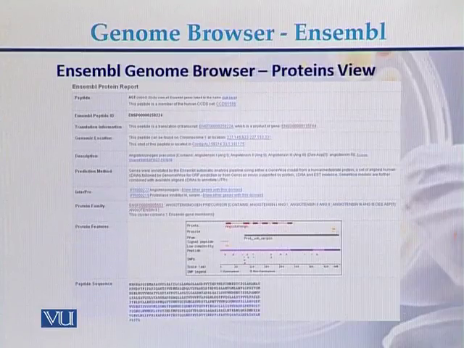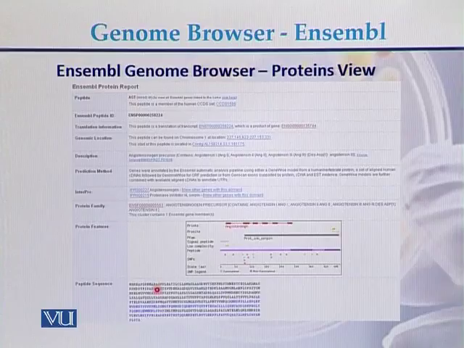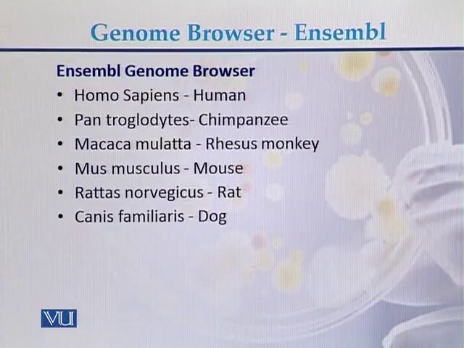This is the protein view, where we can see the sequence of the amino acids of a particular gene. So this is the sequence of the amino acids of a particular gene. So we can also see the amino acid sequence of specific genes which are present on the human genome.